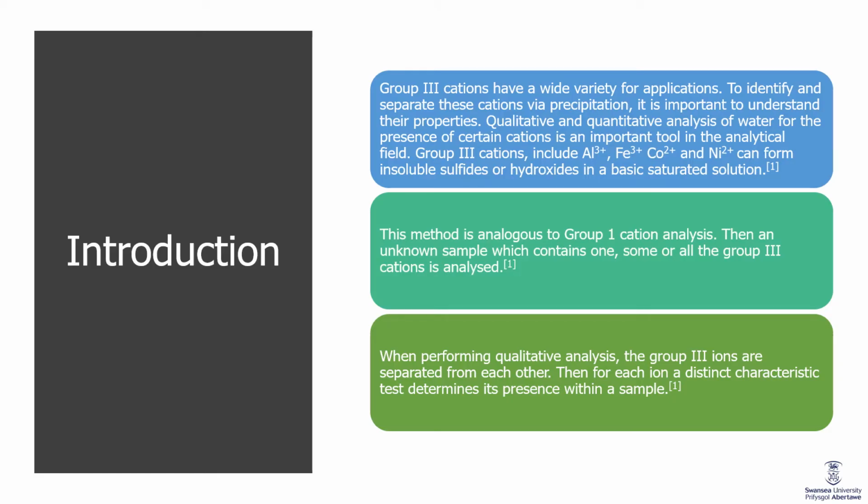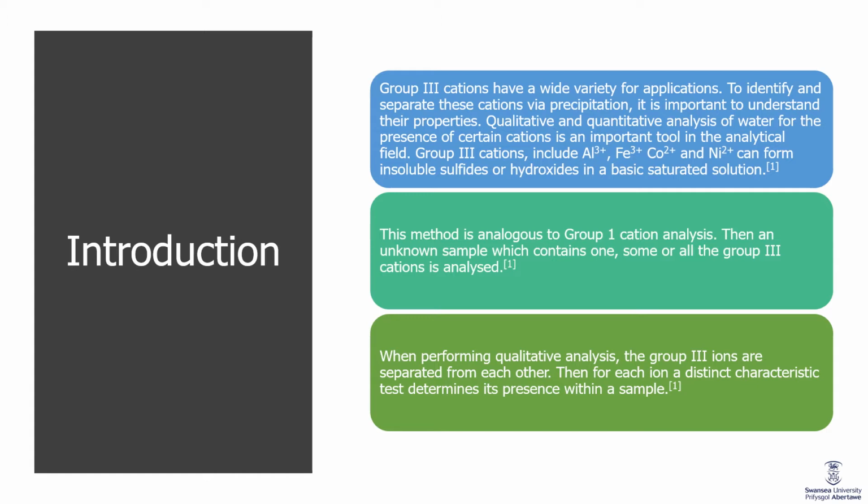Cation water analysis is very important in identifying different metal ions and elements that can be found in water. This can be done via precipitation reactions, where two aqueous solutions are mixed together and some of the reactants in the solution can form insoluble solid products that can be seen in the liquid. This qualitative and quantitative analysis of water for the presence of these ions is a very important tool.